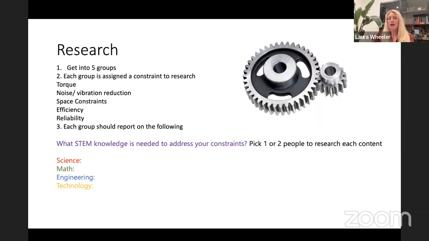So we don't have much time, but I will give you a few minutes to work in groups. Group 1 will do torque. Group 2 will research noise or vibration reduction. Group 3, space constraints. Group 4, efficiency. Group 5, reliability. And then after a few minutes, we'll go through as a group and we can talk about how to address these different problems, or how gears, spur gears specifically, address each of these problems.